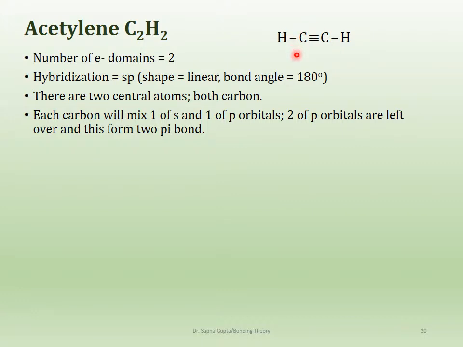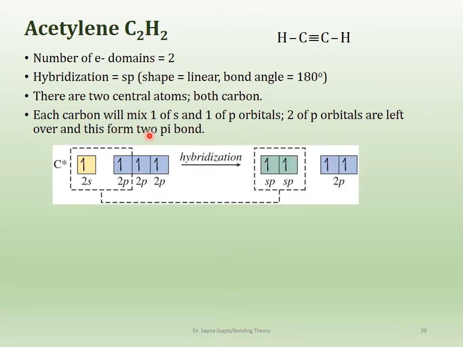The number of electron domains that we have on carbon is 2, for each carbon. For the central carbon, you have a hydrogen and the other carbon. For the second carbon, you have a carbon and a hydrogen. So we have 2 electron domains, which means that the hybridization is going to be sp, the shape is linear, and the bond angle is 180, which is the characteristic of sp hybridization. In this case, we have two central atoms, both of which are carbon, and we need to know that they're both carbon because we're going to draw the hybridized structure of this.